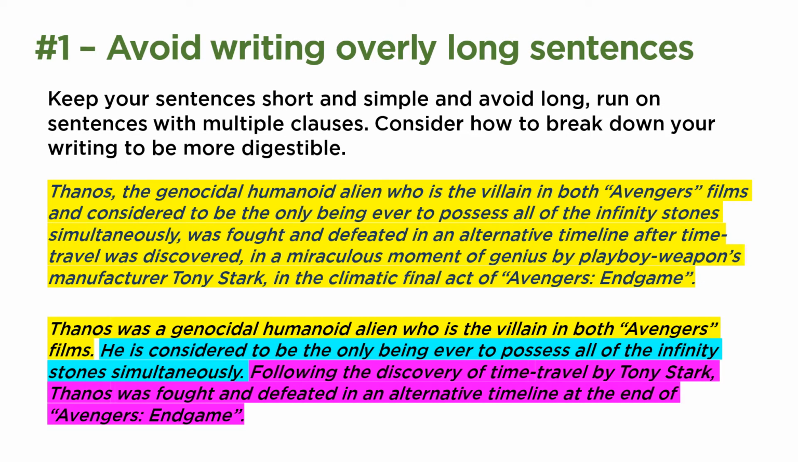Thanos was a genocidal humanoid alien who's the villain in both Avengers films. He is considered to be the only being ever to possess all of the Infinity Stones simultaneously. Following the discovery of time travel by Tony Stark, Thanos was fought and defeated in an alternative timeline at the end of Avengers Endgame. Hopefully you can agree with me that the second example here is a more digestible version of the same information.